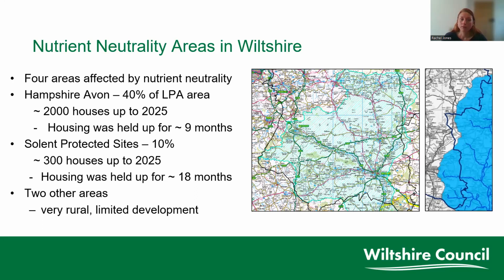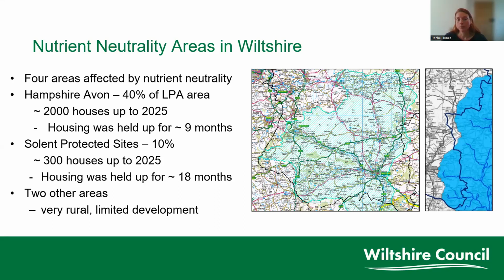Around 40% of our local planning authority area is affected, and we have about 2,000 houses up to just 2025, so that's just for the current development plan period, that need to be phosphorus neutral. Housing was held up for around 9 months before we managed to get a solution in place, and I'm going to talk a little bit further about what that was.